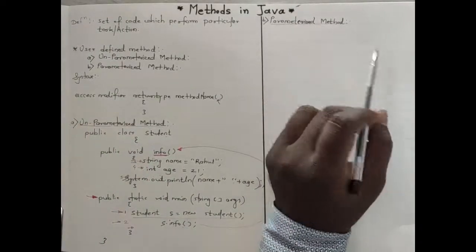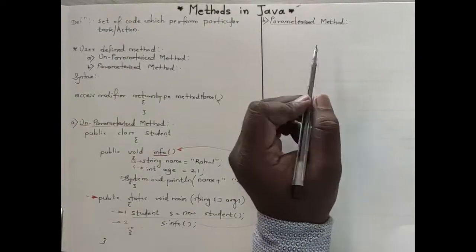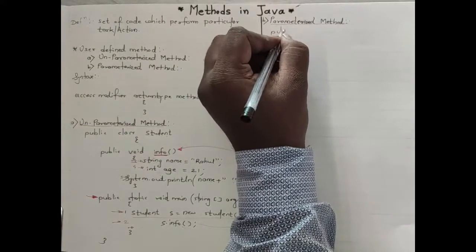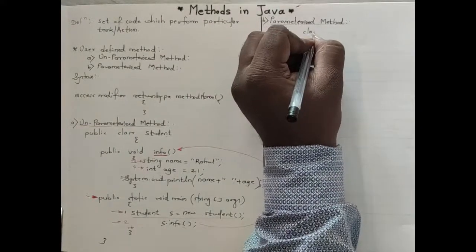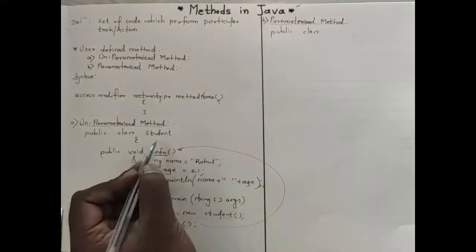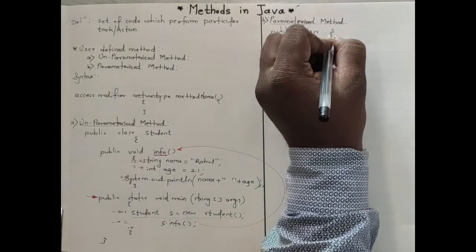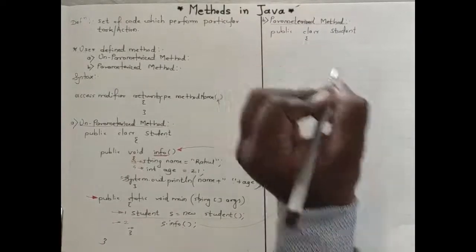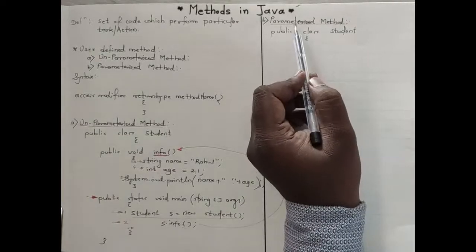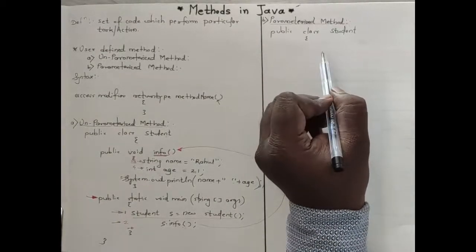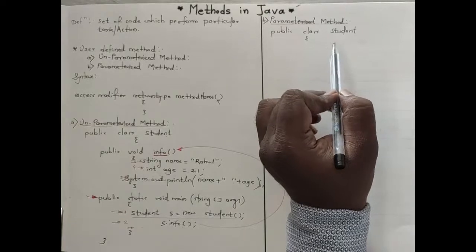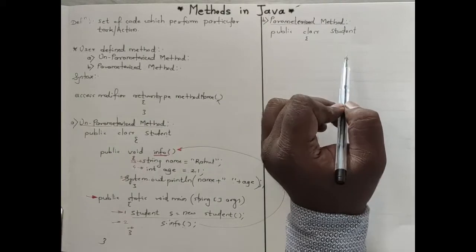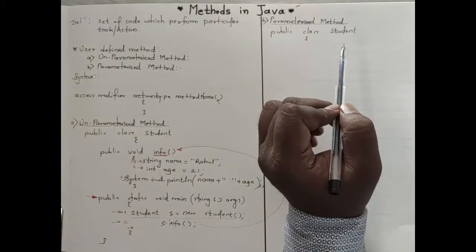The second one is a parameterized method. For that purpose here we are considering a Java class: public class keyword and class name. I'm using the same class name here, student, open curly braces. So, the parameterized method. Here we need to design a parameterized method, but before that we need to declare the variables that are used inside the parameterized method.